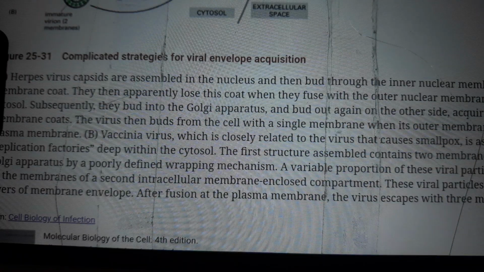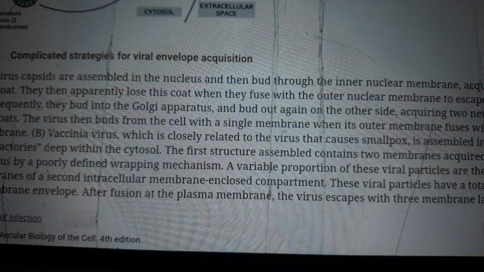They then apparently lose their coat when they fuse with the outer nuclear membrane to escape into the cytosol. Subsequently, they bud into the Golgi apparatus and bud out again on the other side, acquiring two new membrane coats. The virus then buds from the cell with a single membrane when its outer membrane fuses with the plasma membrane.